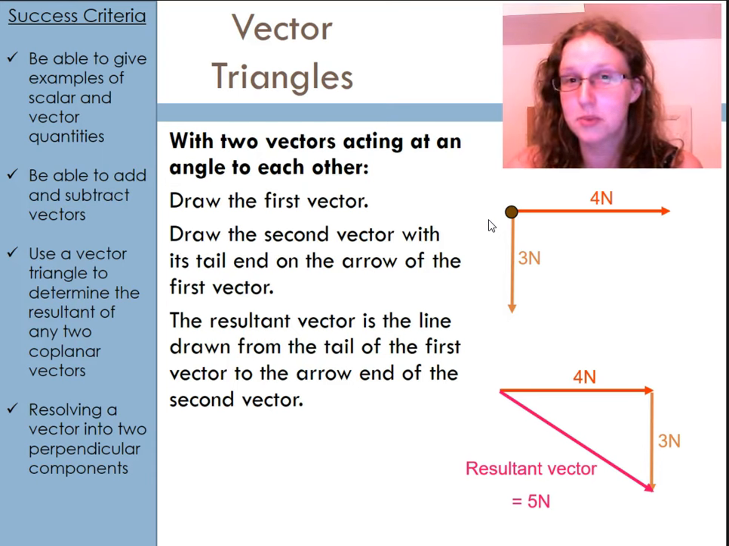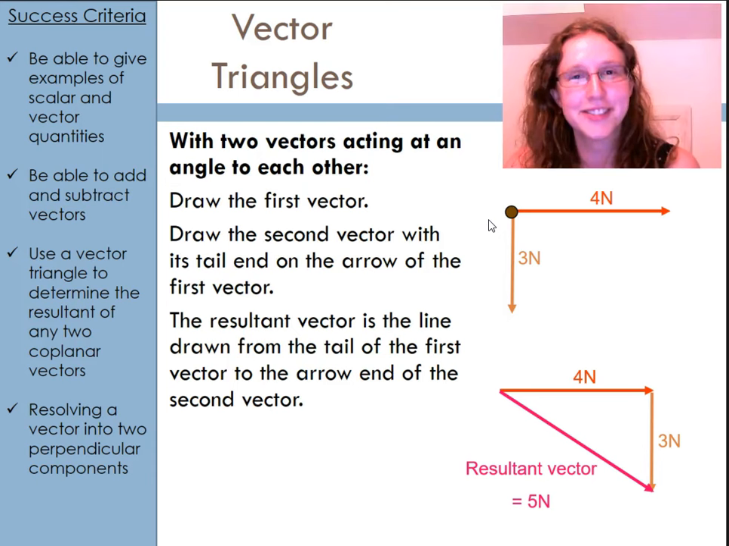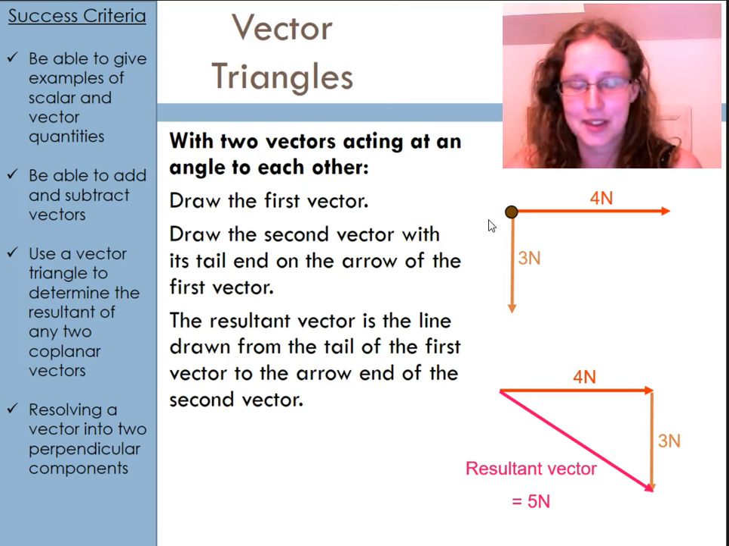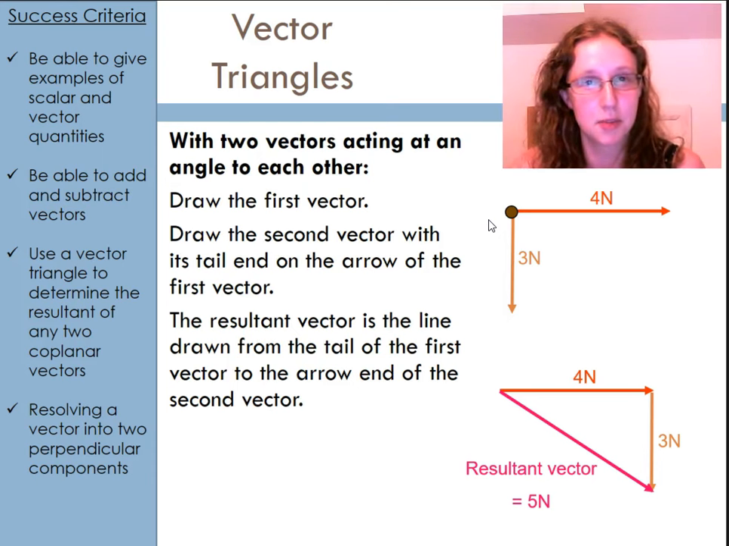Now I hope you all would know how to calculate that 5 newtons. And if I say that I've done it using Pythagoras, that you all instantly know what I'm talking about. If you don't, you definitely need to ask me, because we're going to do it a lot. Right angle triangles we're going to be looking at a lot over the next couple of weeks, and probably actually years, because they come up a lot.